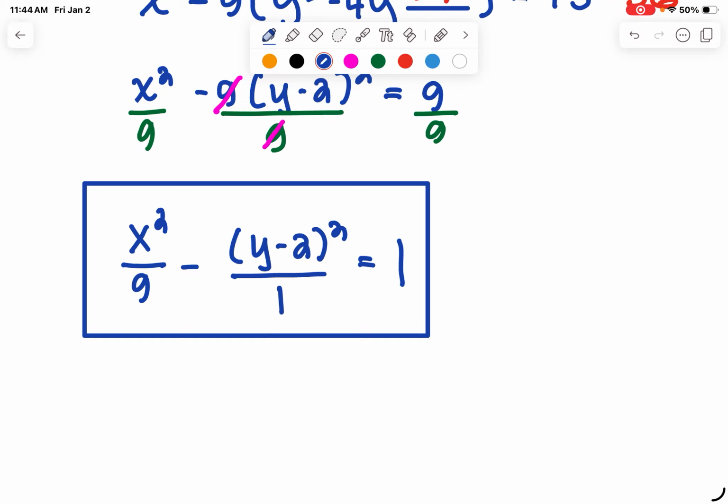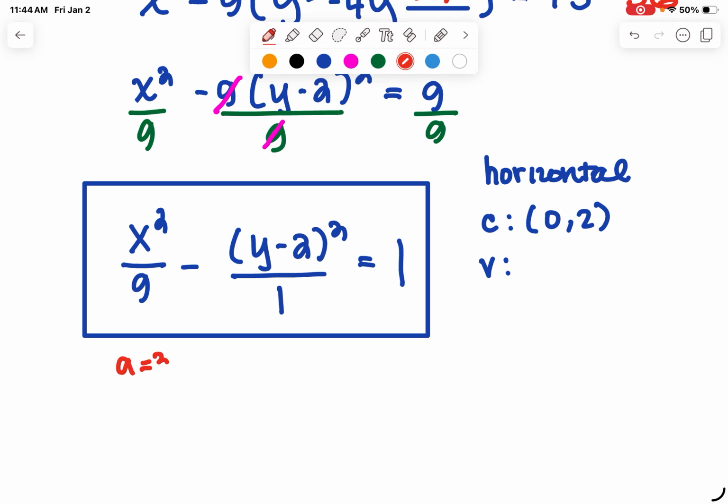Okay, so this is a horizontal hyperbola. I can tell because x squared comes first, then y squared. My center is 0, 2. My vertices are a units from my center, where a squared is the first denominator. So I'm going to go horizontally 3 units. That's right 3 and left 3. So that's 3, 2 and negative 3, 2.